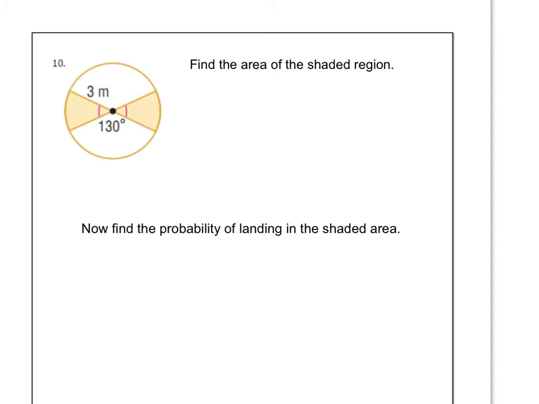All right, so what you might have figured out is this cuts the circle in half. 180 minus 130 leaves 50, so this is 50 degrees. This is also 50 degrees because they're vertical angles. And so the total number of degrees in the shaded sectors is 100. So I would do 100 out of 360, and then it's pi 3 squared. And when you type that in, the area ends up being 7.85 meters squared.